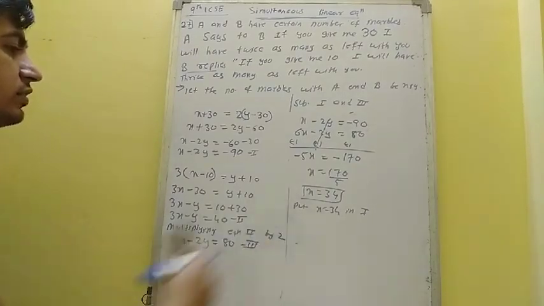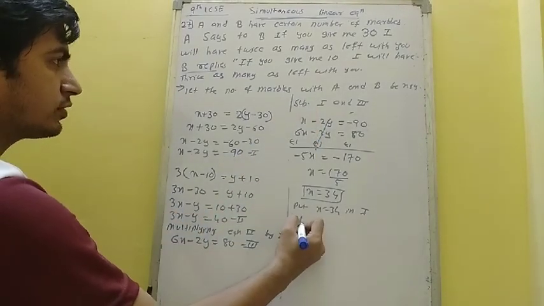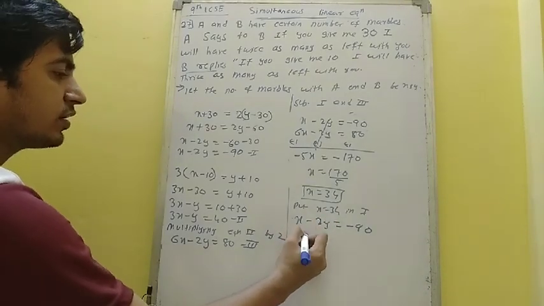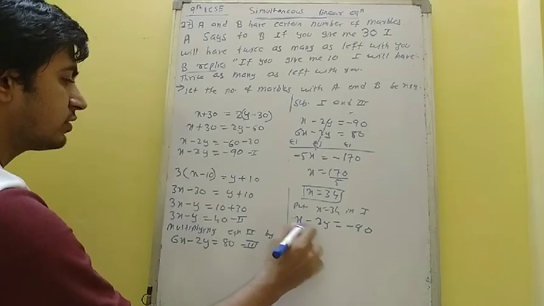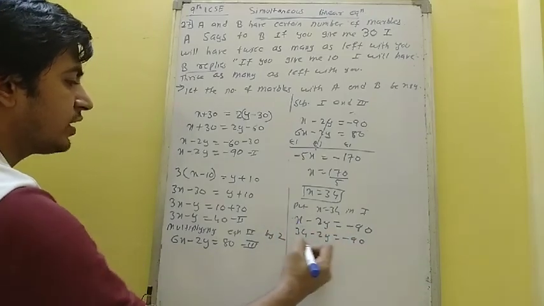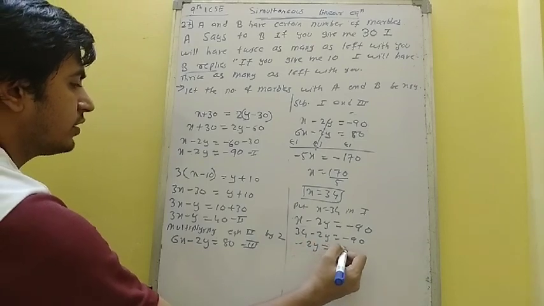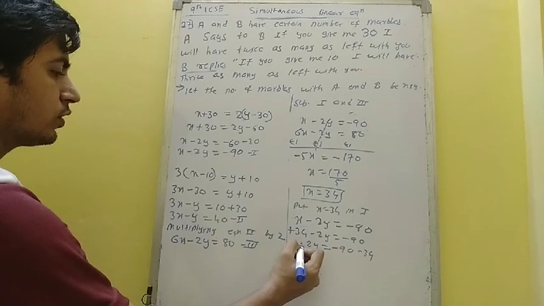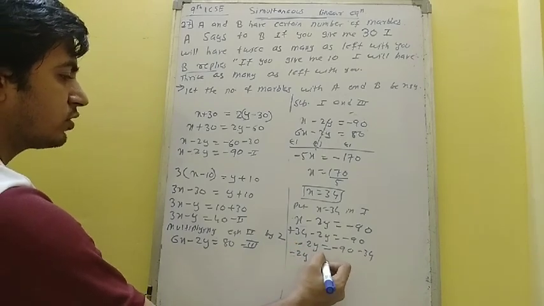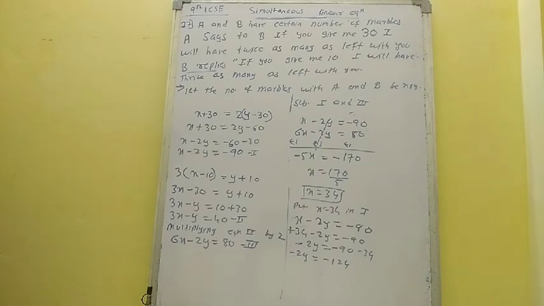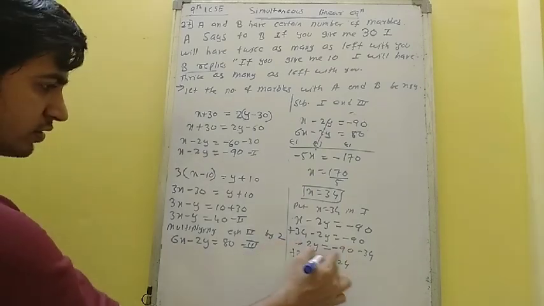Too many mistakes in the single sum. X minus 2y is minus 90, which I wrote as plus 90. So x minus x is 34, minus 2y is minus 90, plus 34 will go there and become minus 34. So minus 2y is equal to minus 124. Okay, and minus minus gets cancelled.